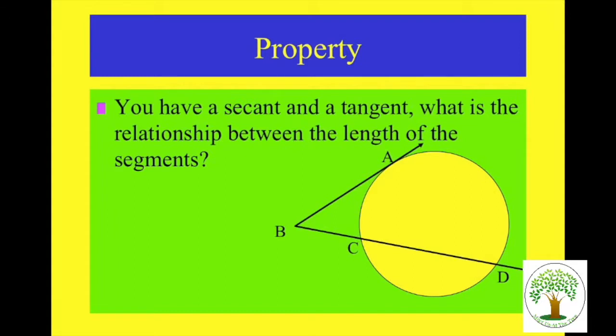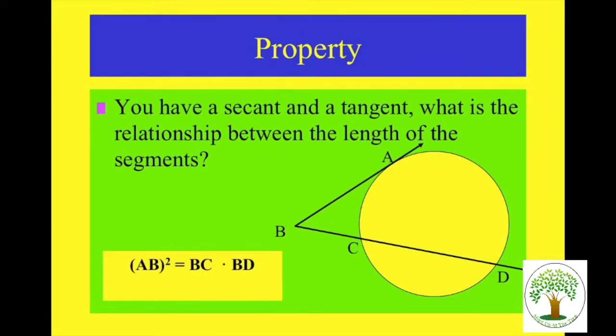This time we have a secant and a tangent. What is the relationship between the lengths of the segments? Last time we had an outside times the whole, but this time we don't have an outside. We only have an outside, and the outside and the whole are the same thing. This particular piece over here has an outside and a whole. So let's see how that all translates out.